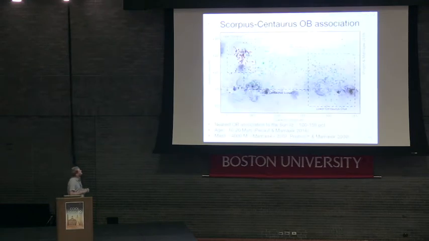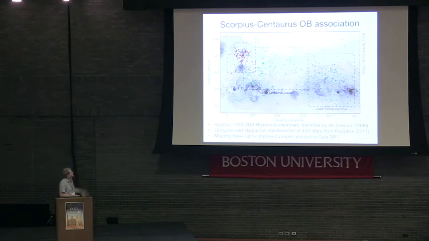Turning now to my second target, it's the Scorpius-Centaurus OB association. It's the nearest OB association to the Sun. It's between about 100 and 150 parsecs away. It's divided into 3 subgroups, Upper Scorpius, Upper Centaurus Lupus, and Lower Centaurus Crux. And they age from about 10 megayears up to 20 megayears. The total stellar mass of the association is about 4,000 solar masses, about an order of magnitude smaller than Cygnus OB2, but a lot closer, so potentially more accessible.